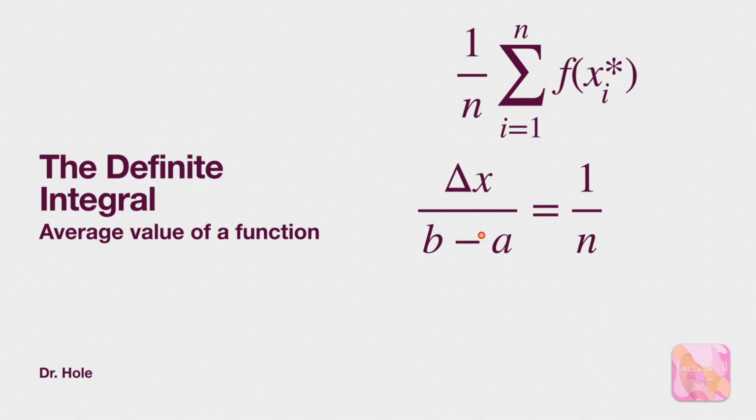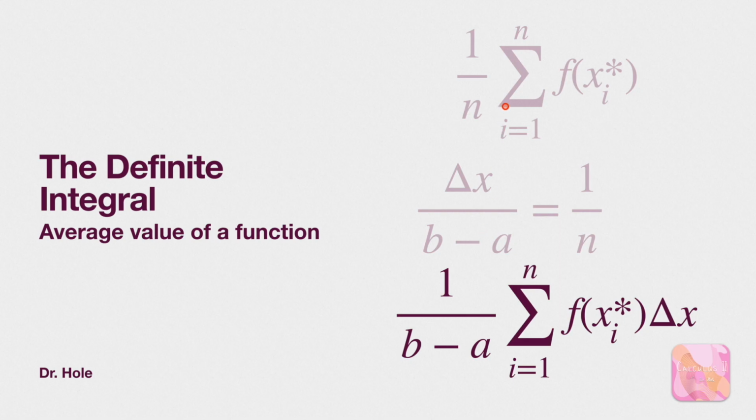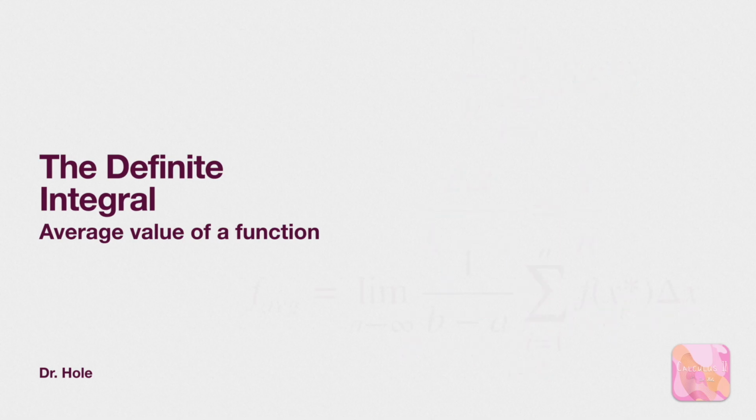And delta x is a constant, b minus a is a constant. So if we take 1 over n and replace it with delta x over b minus a, we can leave the 1 over b minus a in the front and push the constant delta x, thanks to properties of summation, through the summation. Very nice. Then, voila, we are now looking at a Riemann sum multiplied by a constant. Fantastic.